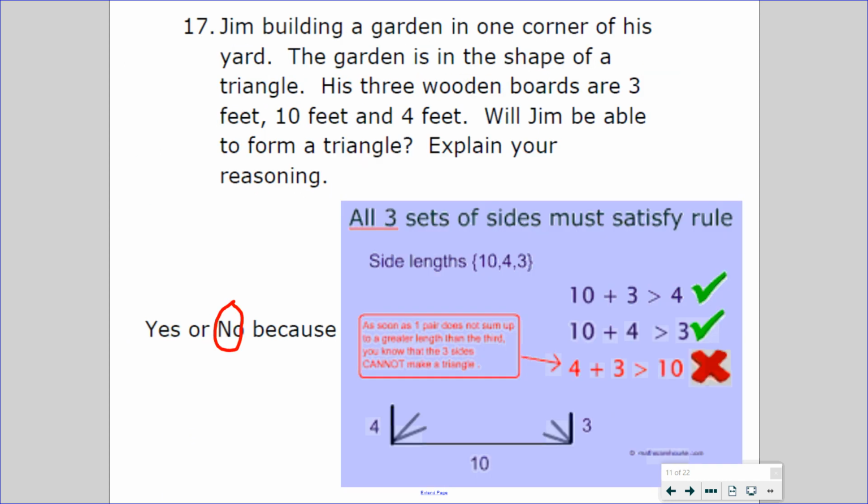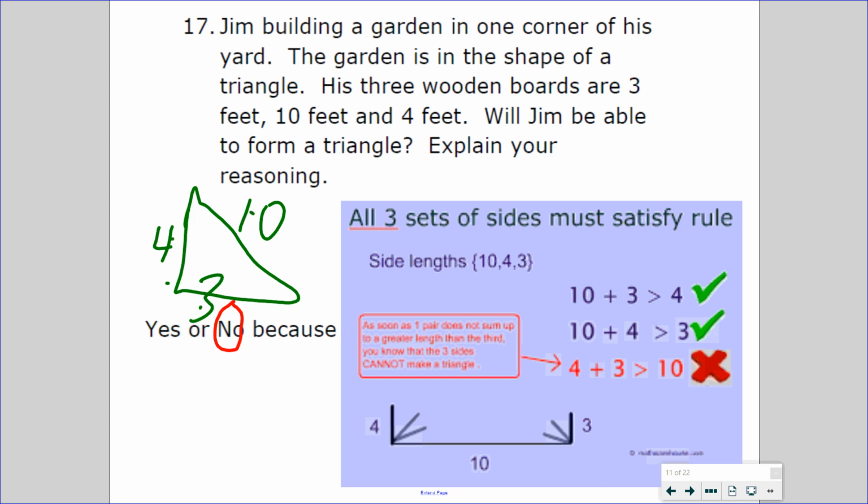And last but not least, number 17. Jim is building a garden in one corner of his yard. The garden is in the shape of a triangle. So let's just draw a triangle. His 3 wooden boards are 3 feet, 4 feet, 10 feet. Will Jim be able to form a triangle? I'm going to say no, because you take any 2 sides, it has to be more than the third side.